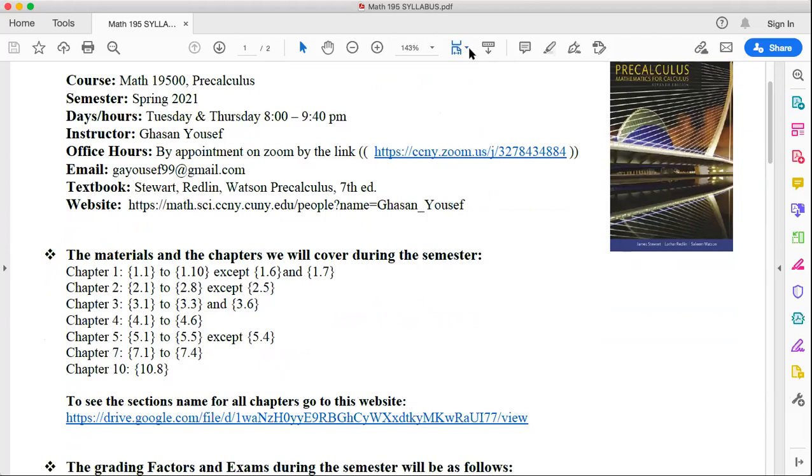So this semester I'm going to cover these chapters: chapter 1, sections 1.1 to 1.10, except two sections inside this chapter, 1.6 and 1.7. Chapter 2, I'm going to cover 2.1 to 2.8, except one section, 2.5. And also for the others, chapter 3, the same thing, and 4, 5, 6, and 7, and 10.